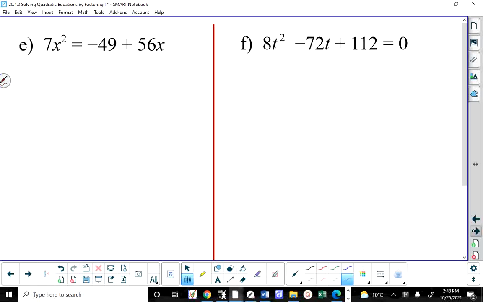So 7x squared equals negative 49 plus 56x. I'm going to zero the equation and write 7x squared minus 56x plus 49 equals 0. So what's the deal here? Because I said what we're doing today has a coefficient on the x squared of 1. And now I've got a coefficient of 7. But we have to make it 1. How?